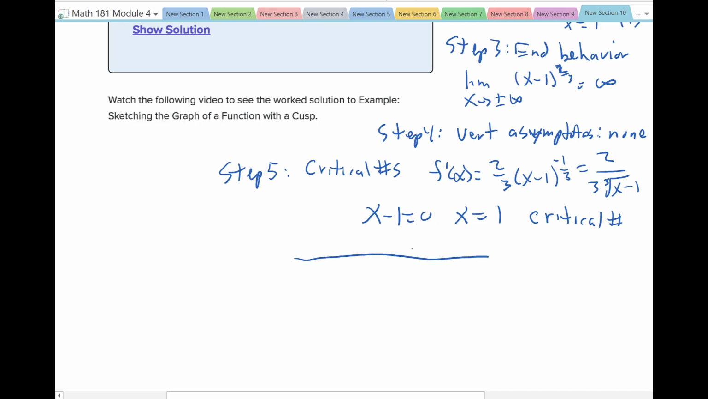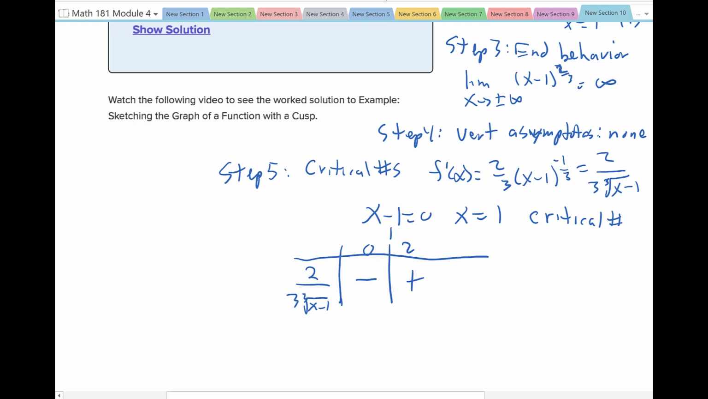Okay, so we can go do a little chart. Very little chart, don't need that much. So we said it was 1, so we can go 0 and 2. And it's just going to be that 2/3 times the cube root of x minus 1. If you put a 0 in there, 0 minus 1 is negative, and then negative carries through with the cube root. So that's negative. Put the 2 in there. 2 minus 1 is 1. Do all that stuff. That's positive.